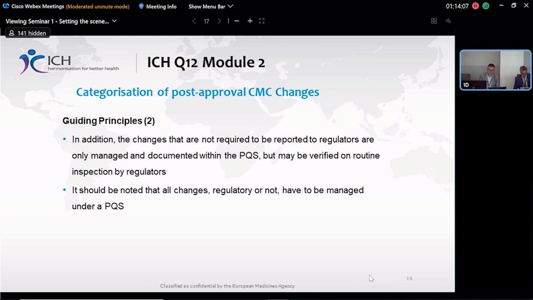And what a risk-based classification system does is it provides that transparency and clarity to the MA holders and manufacturers as to which changes require communication with the regulator and what level of effort they need to put into that, how detailed the procedures for assessment will be, and crucially, what the expected timelines for the review will be.